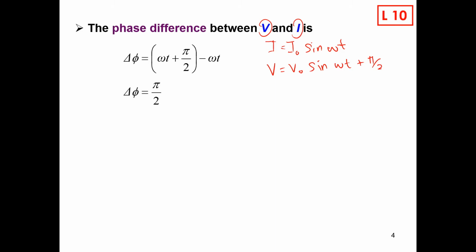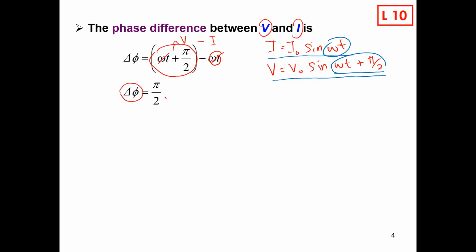Okay, so the phase angle is here: omega t for the current, from the current equation, and omega t plus pi over 2 from the voltage across the inductor. For the phase difference, we subtract the phase angles. Omega t plus pi over 2 is the phase angle for V, minus the phase angle for the current, which is omega t. Then we cancel omega t, and we get a phase difference delta phi equal to pi over 2.